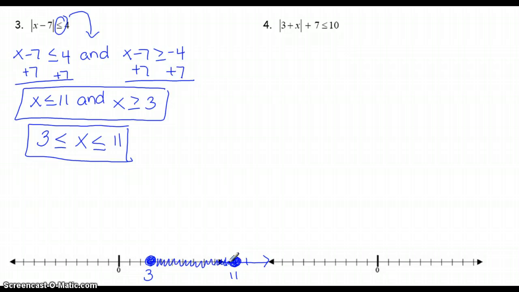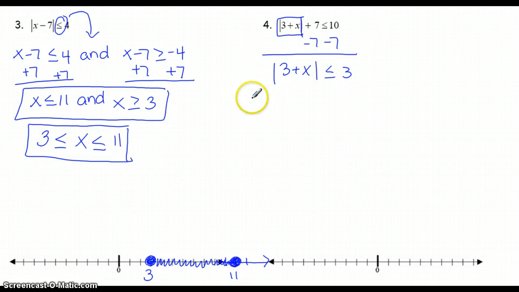Number 4: the absolute value of 3 plus x, plus 7, is less than or equal to 10. All right, notice that that absolute value is not isolated. We have to get rid of the 7 before you can break it into two separate problems. So we have the absolute value of 3 plus x is less than or equal to 3. Now we can split it into two different problems.